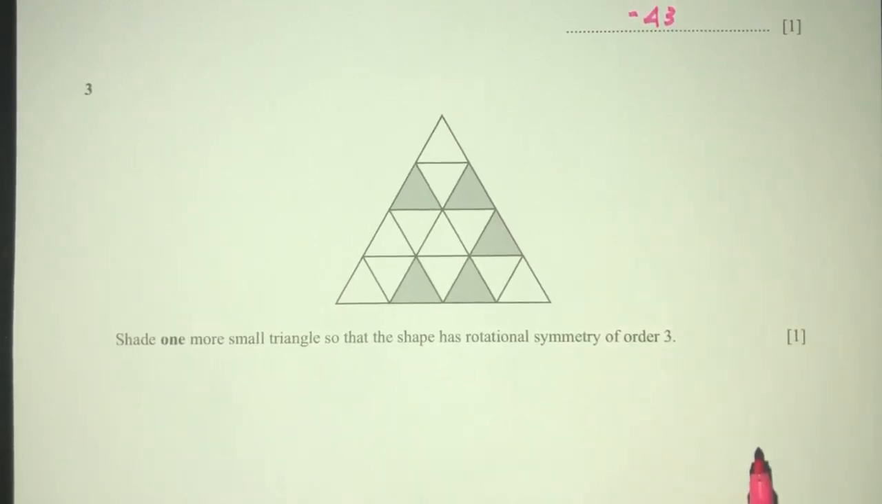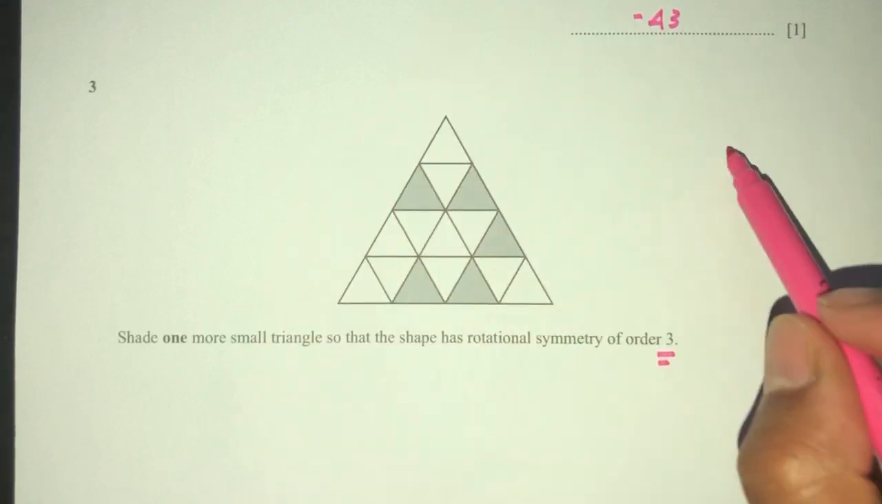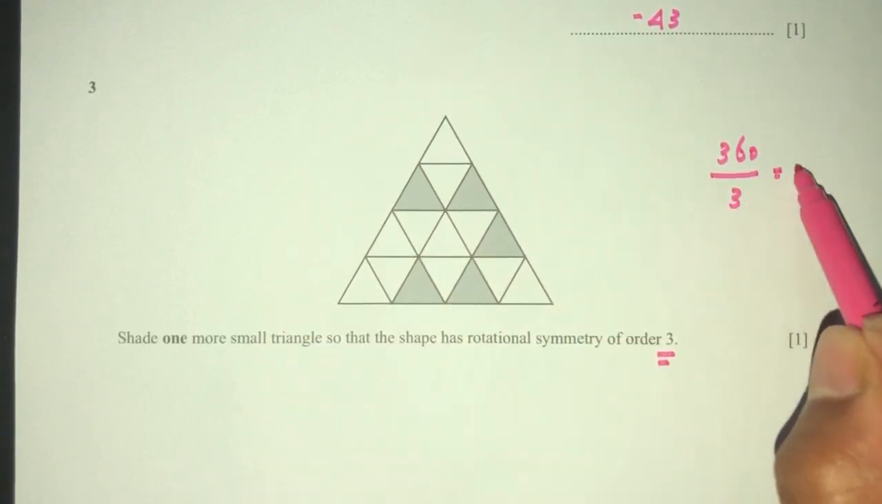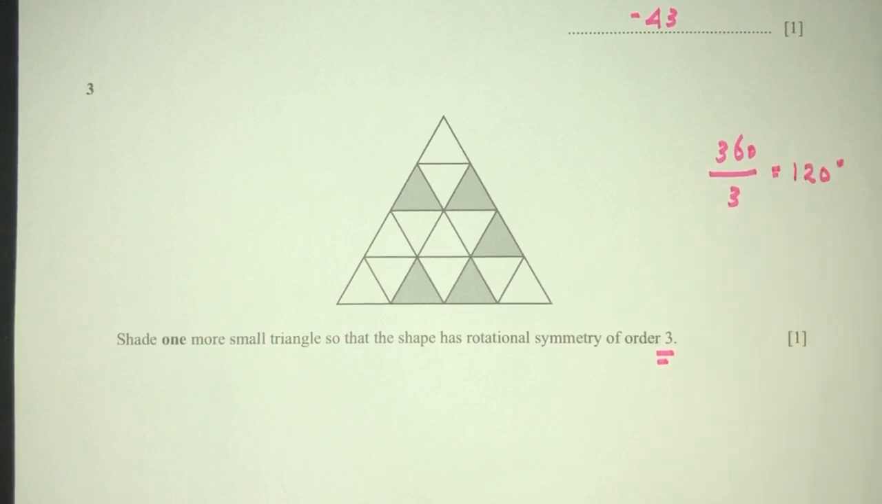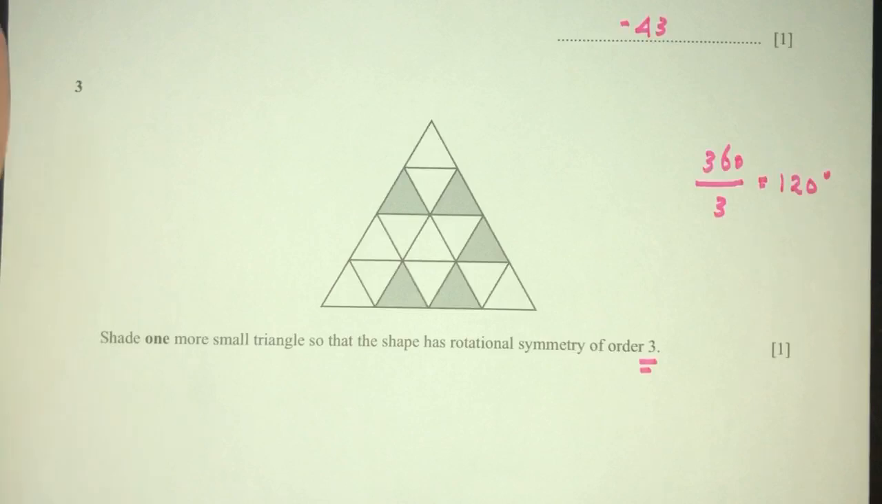So we have to shade one more small triangle so that the shape has a rotational symmetry of order 3. Now, we have to understand a full rotation is 360 degrees. And order is 3, so 360 divided by 3, that will be 120 degrees. Which means that every time you rotate this object by 120 degrees, we have to see the same thing.